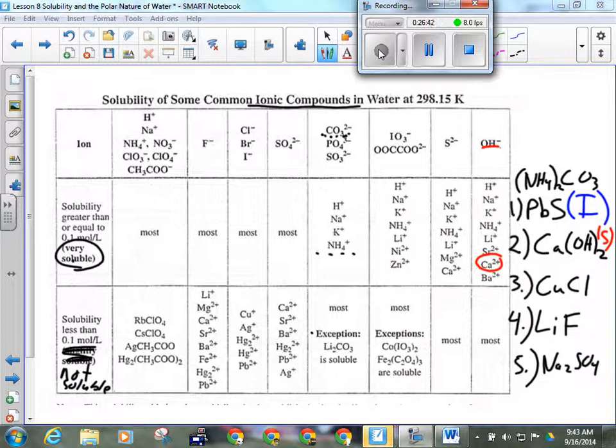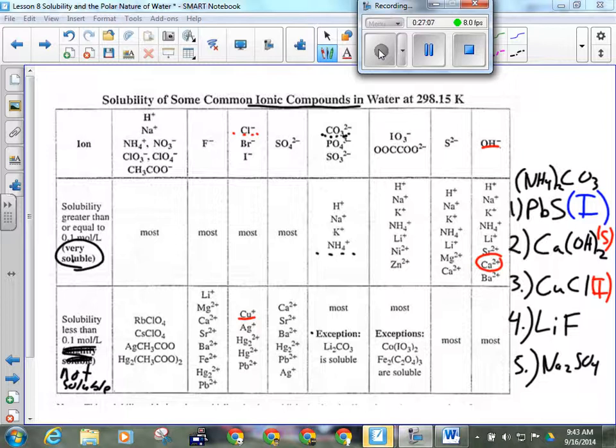All right, for number 3, I've got copper with chlorine. Chlorine is the negatively charged one, and it's located right here. It says it is soluble with most things. If you see most in the soluble row, should you still look in the bottom row? Yes, especially in this case, since copper is the first thing listed as one of the things it is not soluble with. So this compound is insoluble.